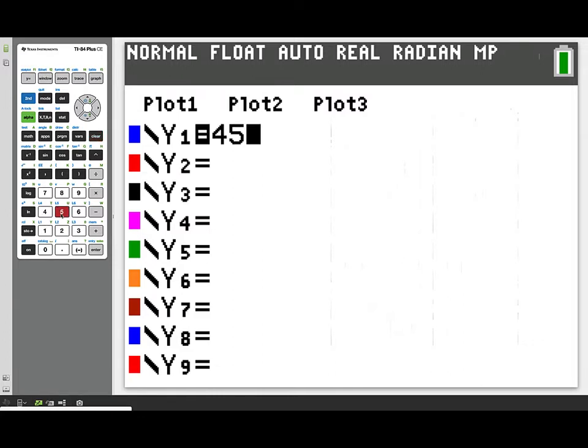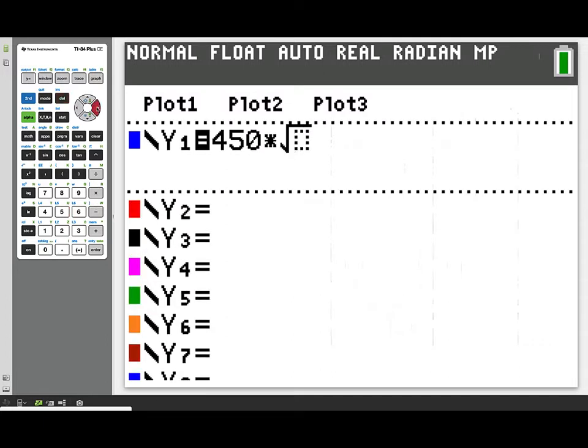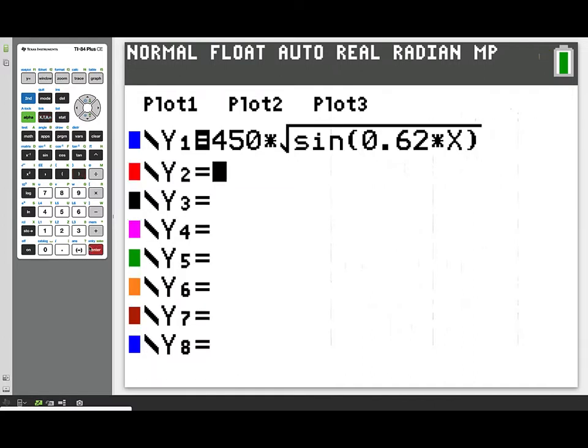So to start with this problem, let's illustrate a best practice: get that function into our calculator so that we really only have to enter it once. I'm going to use y1 to enter the function A of t that we were given, but I'm going to change the independent variable to x since we're in that function environment on the TI. So our function is 450 times the square root of the sine of 0.62 times x.